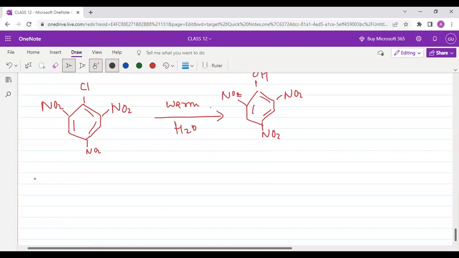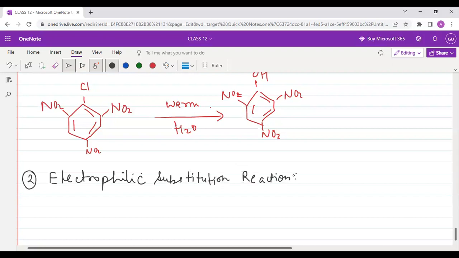Now the second type of reactions of haloarenes is electrophilic substitution reaction. So earlier it was nucleophilic substitution in which the nucleophile was attacking. Now here it is electrophilic, that means the electrophile will approach the benzene ring. So it is electrophilic substitution reaction.